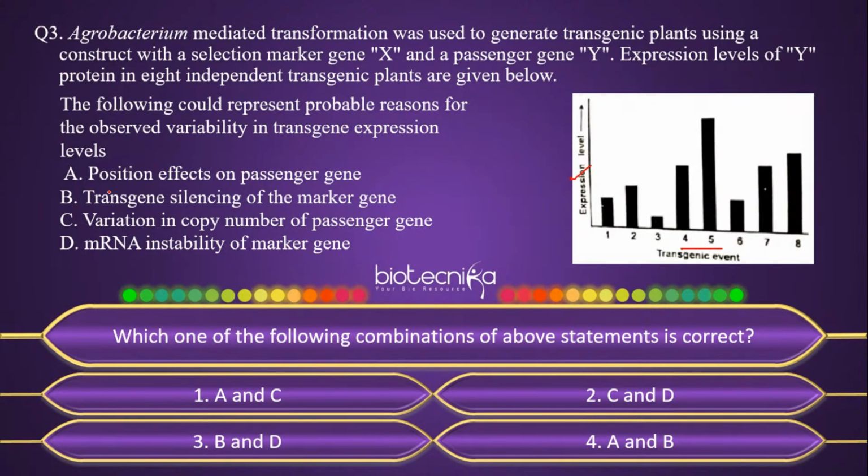So to answer this question, you need to be familiar with these terms. What is position effect? What is copy number? What is gene silencing? Right? So analyze the graph carefully and tell me what this graph represents. According to this graph, which of the following combination of statements is correct?